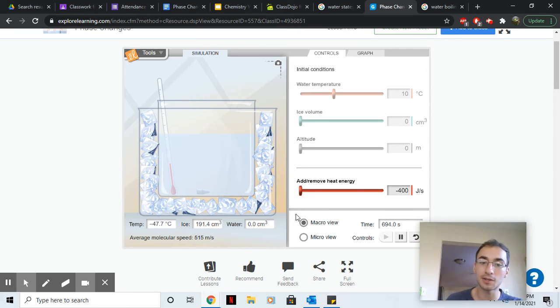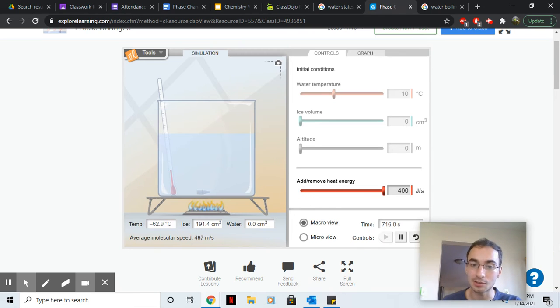Okay, once you figured it out, when the water freezes, turn the heat back on, and try and figure out when does the ice melt. When does it start to melt?